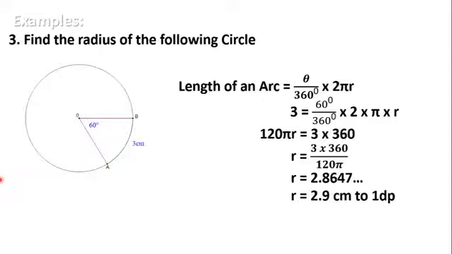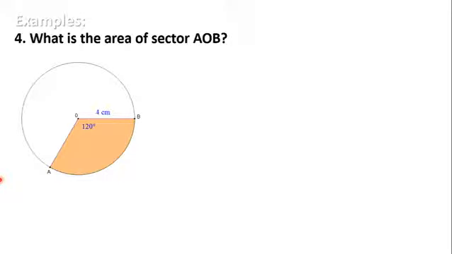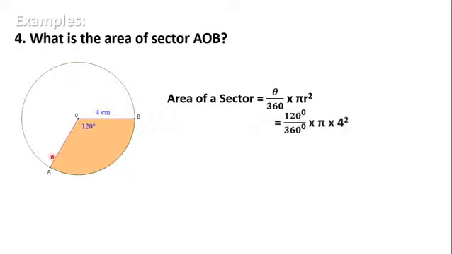Okay, question 4. It says what is the area of the sector AOB. We have this sector right here, as you can see the shaded portion. I want to find the area of these parts of the circle. So we know the angle that is obtained, so the angle out of 360 multiplied by the area of a circle. So area of a sector is equal to theta over 360 times pi r squared. The angle, which is theta, is 120 degrees. So we divide that by 360 multiplied by pi and the square of r, which is 4.